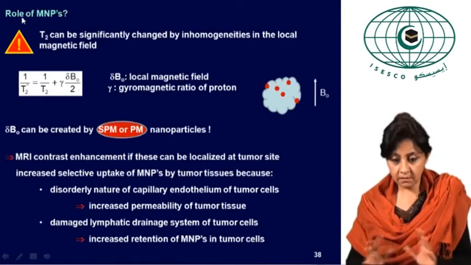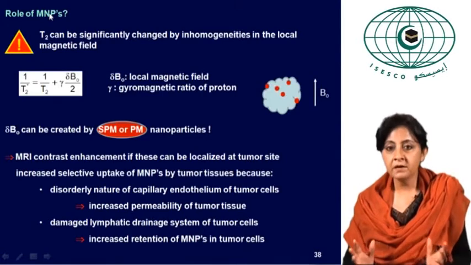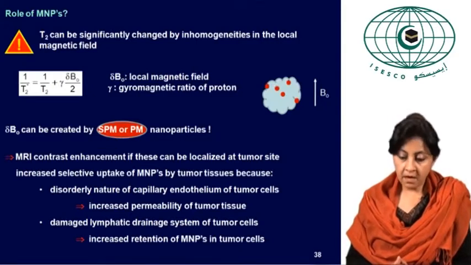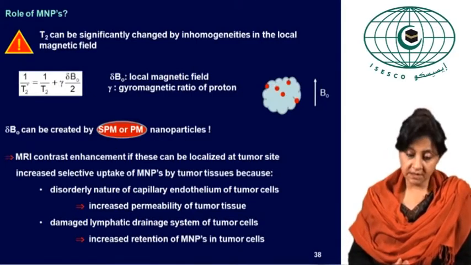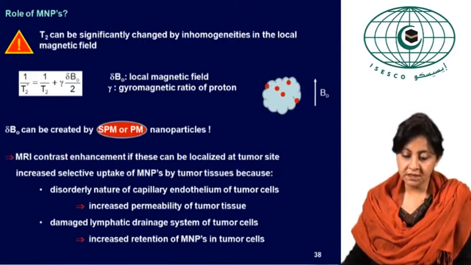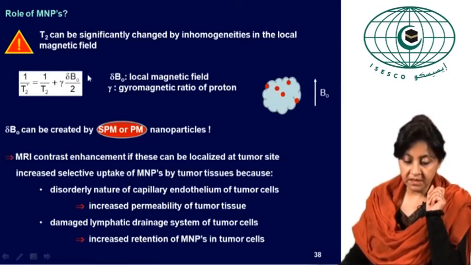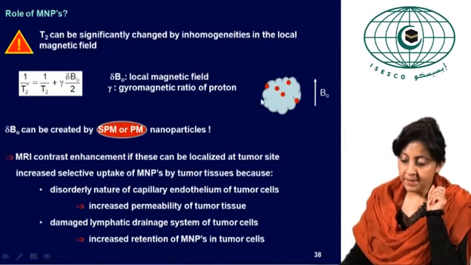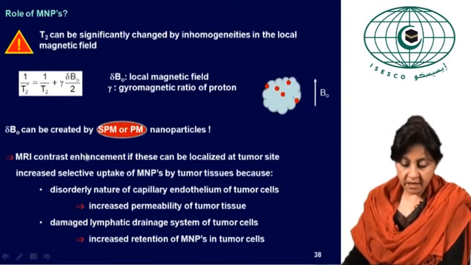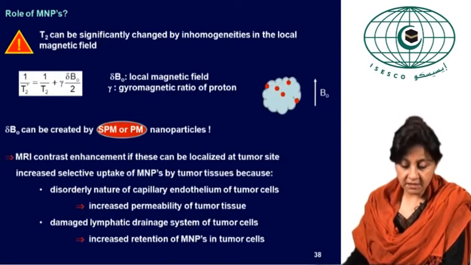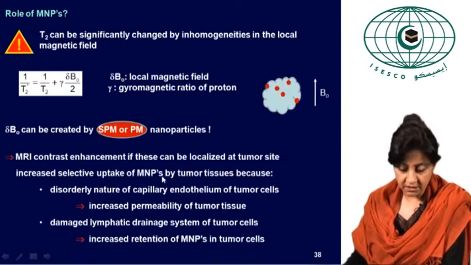So having discussed how MRI is actually done, let us now come to what is the role of magnetic nanoparticles. Research in this field has shown that T2 can be significantly changed by inhomogeneities in the local magnetic field. And these inhomogeneities in the local magnetic field are controlled by embedding magnetic nanoparticles in cancerous tissue. This is facilitated naturally because cancerous tissue or tumor sites have an increased natural selective uptake of magnetic nanoparticles.